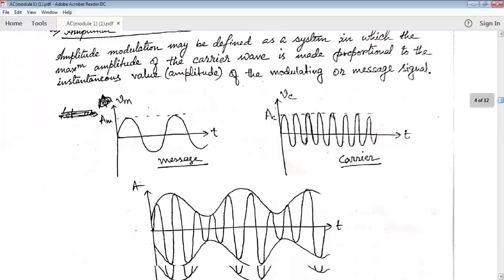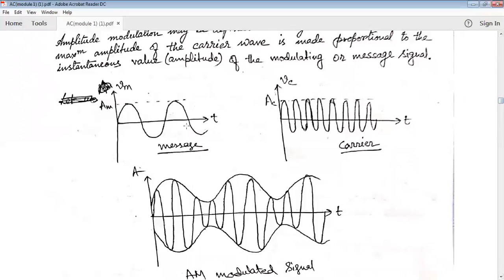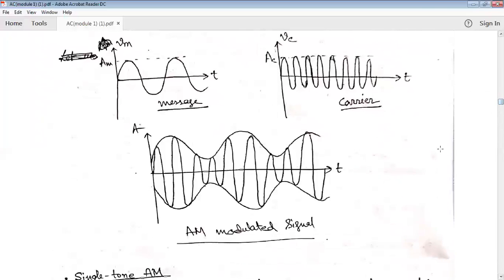In the figure we can see a sine wave message signal, the basic and simplest form of message signal. We are using a carrier of high frequency. The higher the frequency, the higher the power, and it transmits over a longer distance. If we superimpose this message and carrier signal, the AM modulated signal will be like this one.